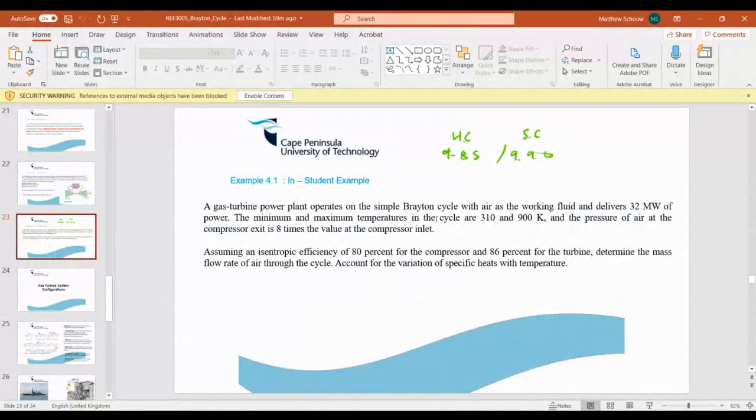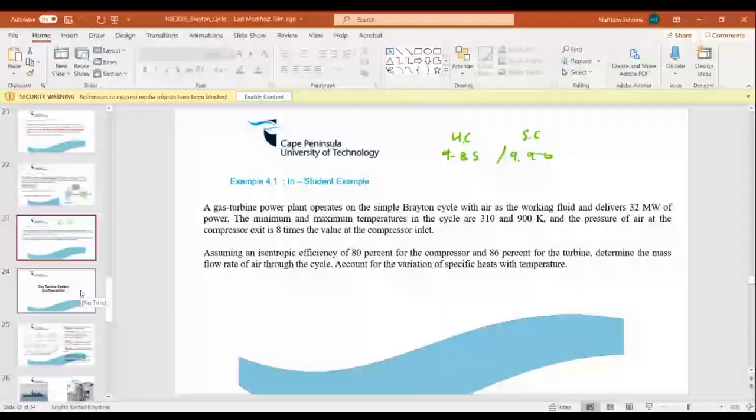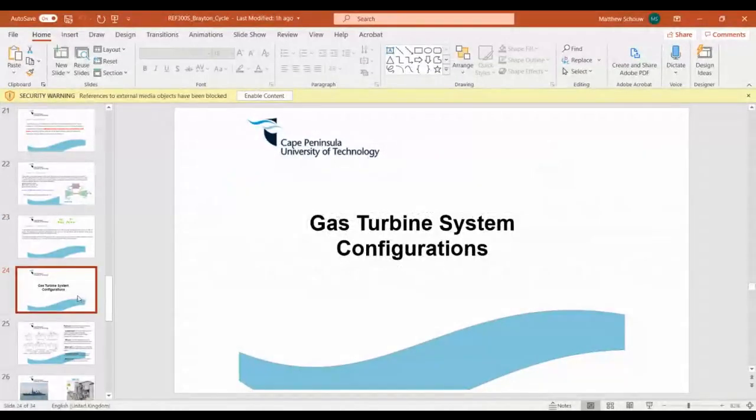Normally with this problem, I encourage students to focus more, especially with gas turbines, on the variation of specific heats. If I'm feeling in a good mood, maybe I might just give you constant, but normally it's going to be variation. So lean more to that side, but of course, you must know how to do both.